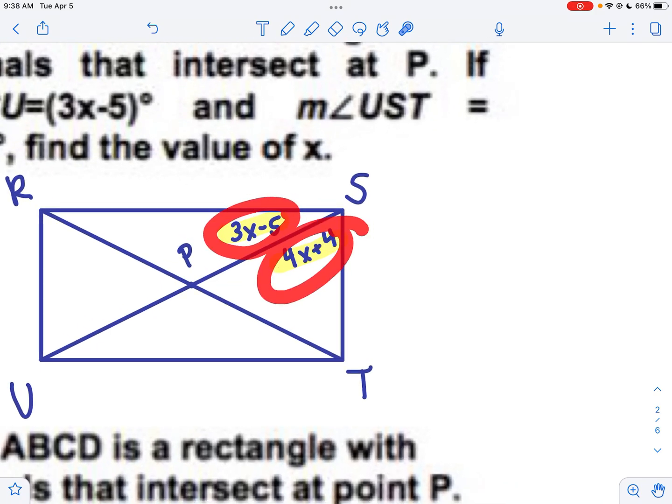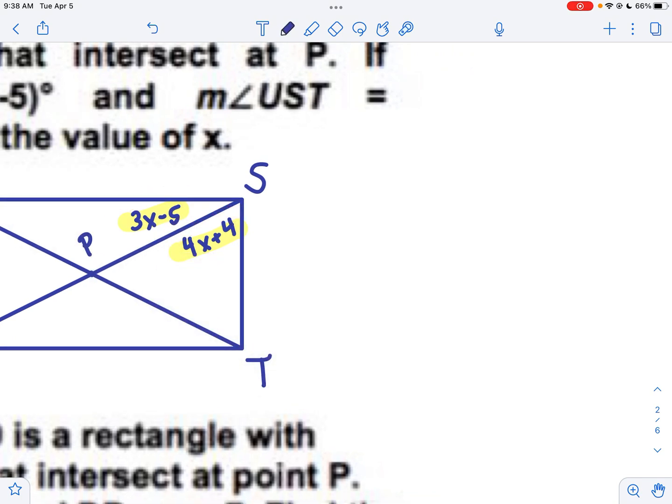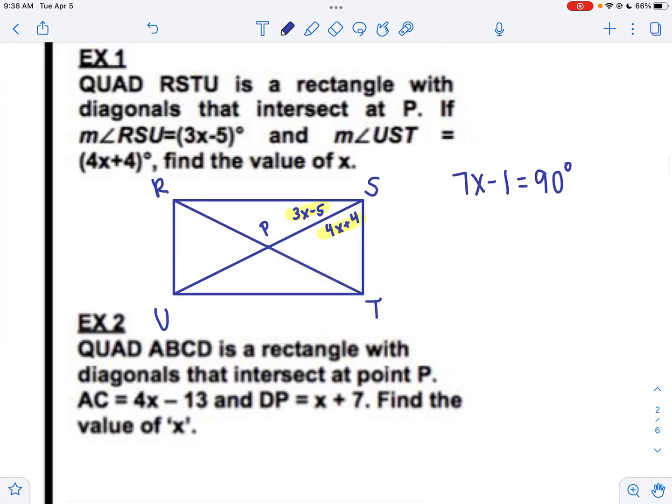So I'm going to add these together. So 3x and 4x would make that 7x. Minus 5 plus 4 would make that 7x minus 1 equals 90 degrees. Because remember in the corner that they're just going to add up to 90 in a rectangle. So now I'm going to go ahead and add 1 to both sides. So 7x equals 91. And then I'm going to divide both sides by 7. So x would equal 13. Forgot the 1 there. So x would equal 13.